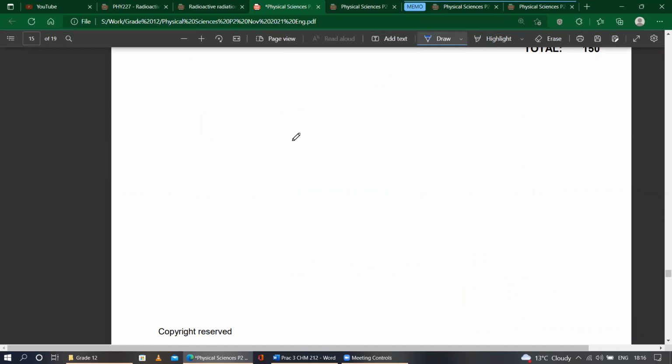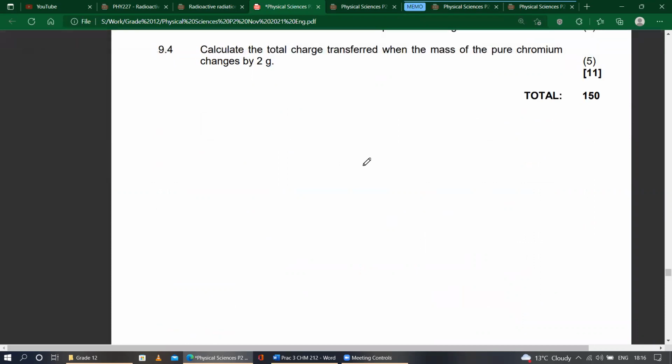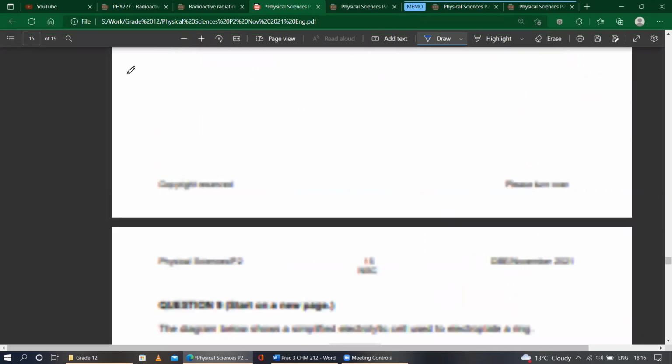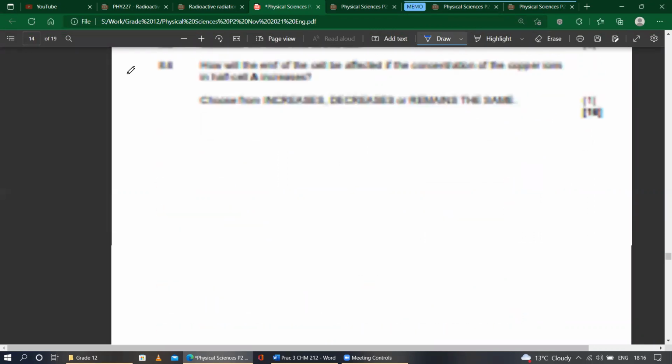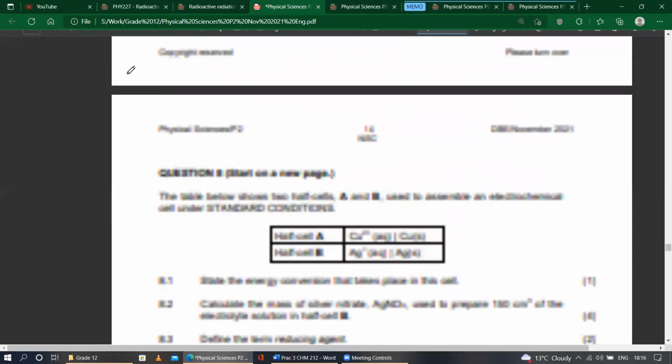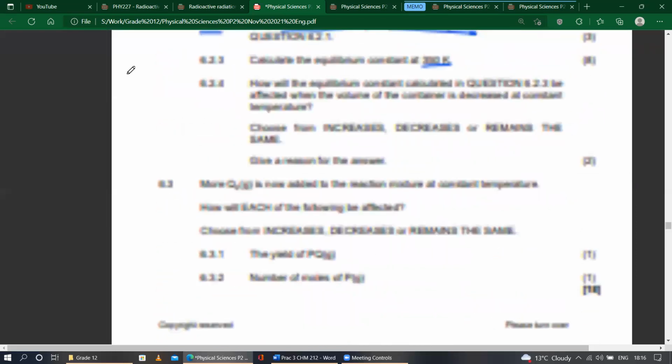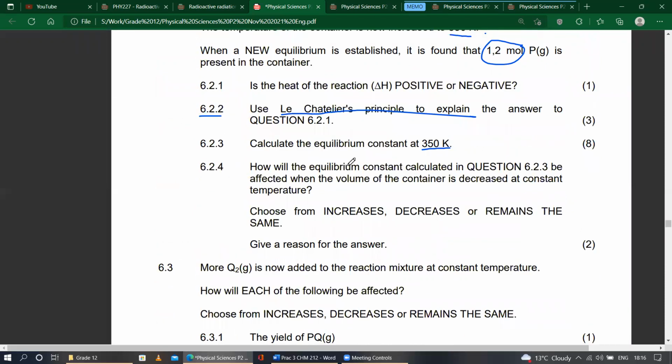Yeah, let's just use this part right here. So this is in page 15. So now we're gonna have to collect our data first, before we can find Kc at 350 degrees. So firstly, we need to know our equation for Kc.